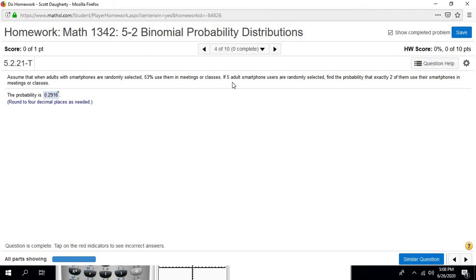Okay, so just to wrap this up, if 53% of the population says that they would use a smartphone during a meeting or a class, then if we randomly select 5 adult smartphone users, there is a 0.2916 probability that exactly 2 of them would say that they use their smartphone during a meeting or a class.